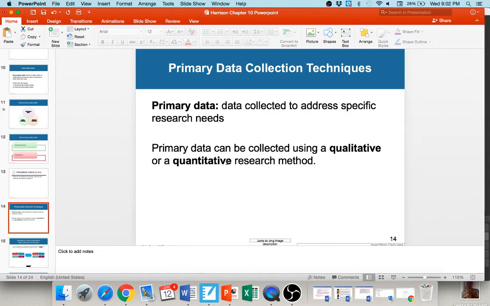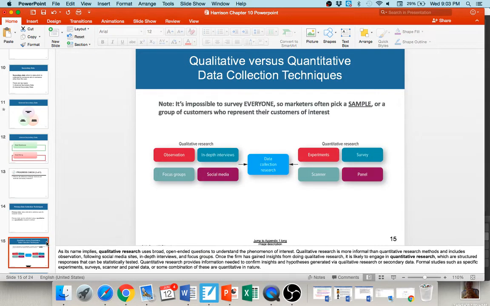Okay, so we've talked about secondary data. Let's talk a little bit about primary data. Remember, secondary data is collected by someone other than the person using it, whereas primary data is collected to address specific research needs, usually by the person doing the research. You can use either qualitative or quantitative research methods, and there are some examples here.